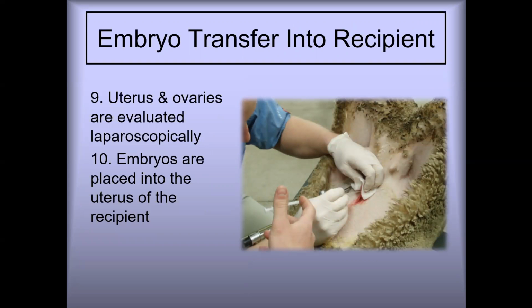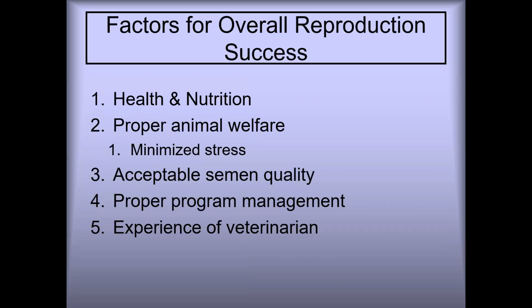It's a picture here of embryos going back into the surrogate or recipient ewe. We've laparoscopically evaluated the ovaries of this ewe, making sure that her timing is correct with the donor animal. And then those eggs, one or two eggs, we passed back into the recipient. So again, overall success for any of this.